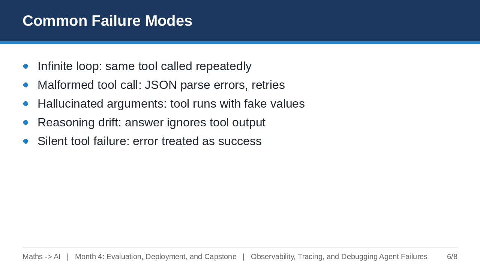Learn to recognize these patterns in traces. A loop shows the same tool and args repeating as step count climbs. Malformed calls show parse errors. Hallucinated arguments succeed but with wrong values. Reasoning drift means the final answer contradicts the tool results. And silent failures happen when a tool returns an error string the agent treats as valid data.